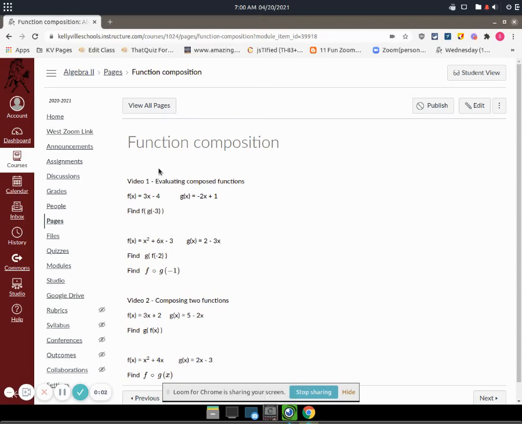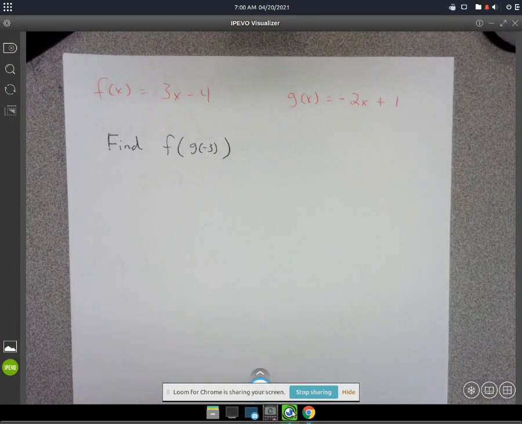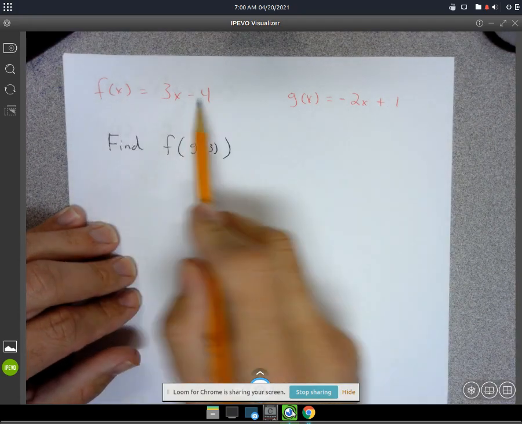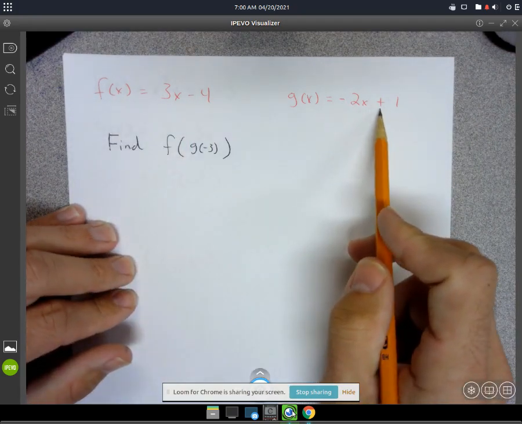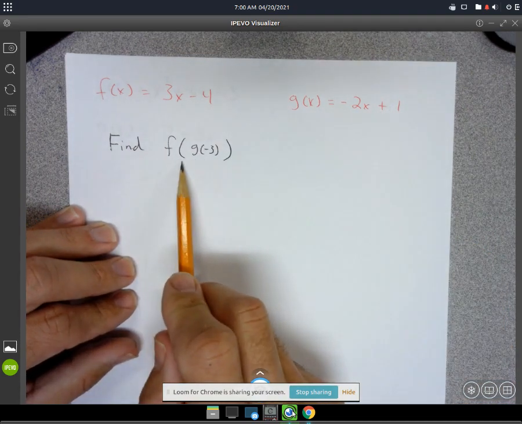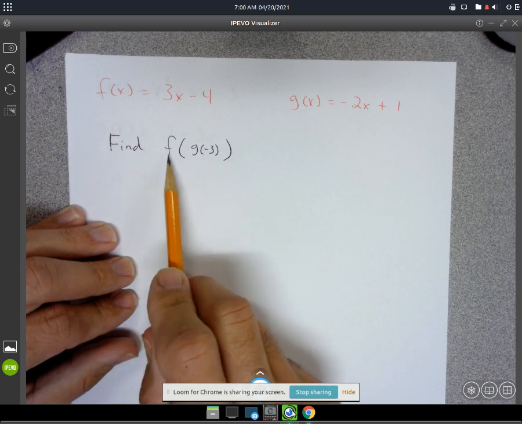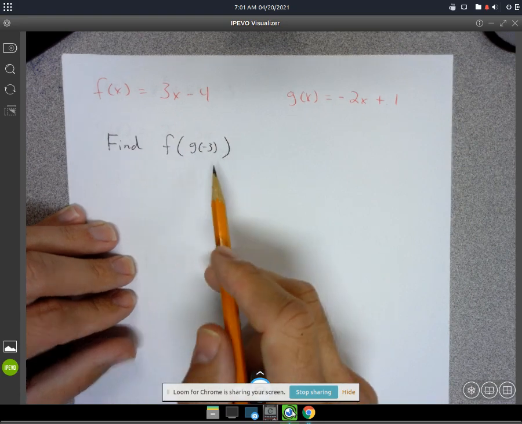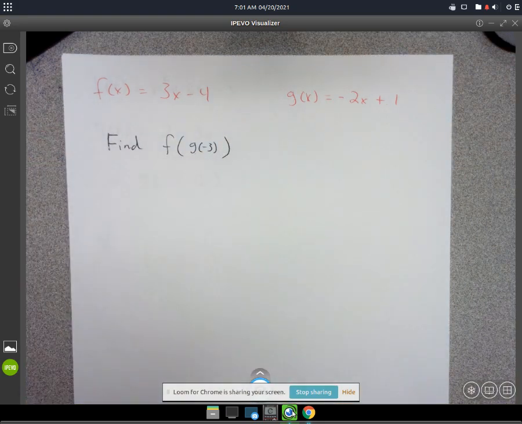All right, so in this video, I'm going to show you how to evaluate composed functions. Evaluating just means that you're actually plugging in a number for x. What we've got here is f of x is defined and g of x is defined, and we are asked to figure out this right here. This does not mean any sort of multiplication, like I'm not doing f of x times g of x or anything like that. All I'm doing is I'm going to work this thing from the inside out.